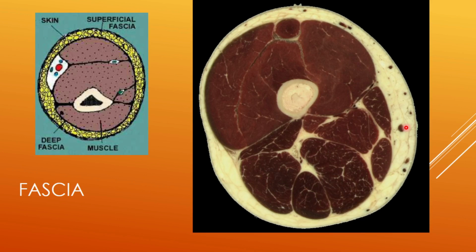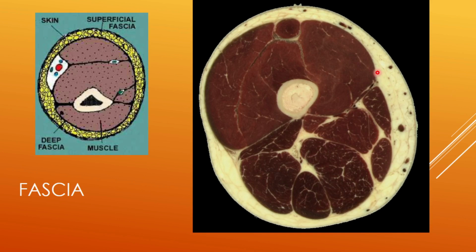Now, fascia is an interesting one, and I'm only going to mention it very briefly, but we will discuss fascia from time to time, particularly when we're talking about musculoskeletal anatomy. So it's a type of connective tissue, loose connective tissue, and it wraps itself around muscles, and it also forms thicker septums or septa that lie between muscle groups.